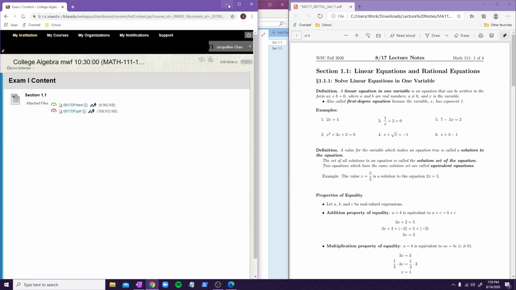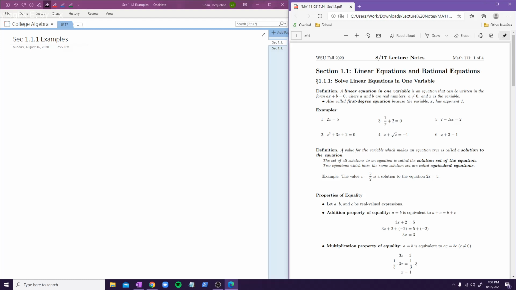Alright, so let's get started. Section 1.1 is about linear equations and rational equations. The very first part of the section is to solve linear equations in one variable. But before we solve it, we have to know what a linear equation in one variable is. That is an equation that can be written in the form ax plus b equals 0, where a and b are real numbers, a does not equal 0, and x is the variable. This is also called a first degree equation because the variable x has an exponent of 1.